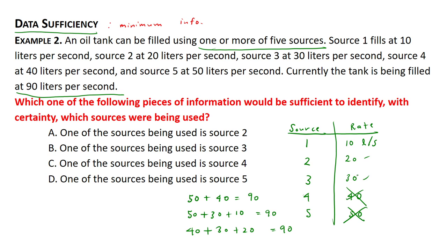Okay, so can we get any other possibilities? Well, if we are not using source 5 and source 4, then the only possible sources are sources 1, 2, and 3. But the maximum rate, if we use all of them, is 60. 10 plus 20 plus 30 is 60. Not enough to produce 90. So that means these are all the three possibilities to produce a rate of 90 liters per second.